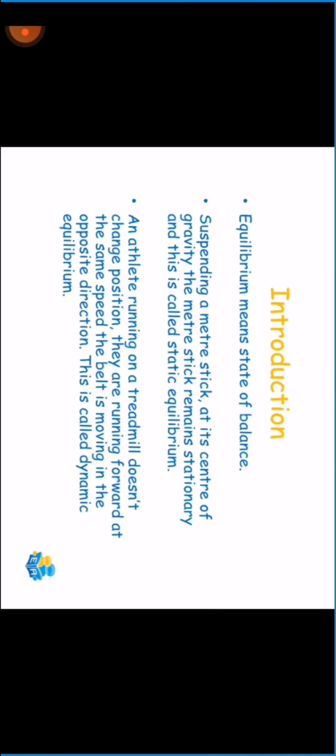So to begin, we need to understand what the word equilibrium means. If you look up equilibrium in the dictionary, you'll find that it's explained using the words state of balance. An example of this would be a meter stick whose center of gravity remains stationary when we have something called static equilibrium.